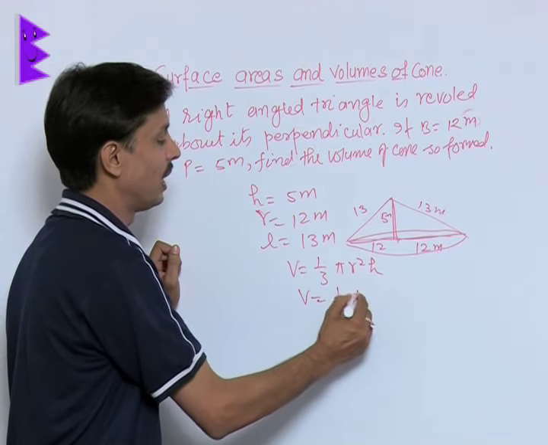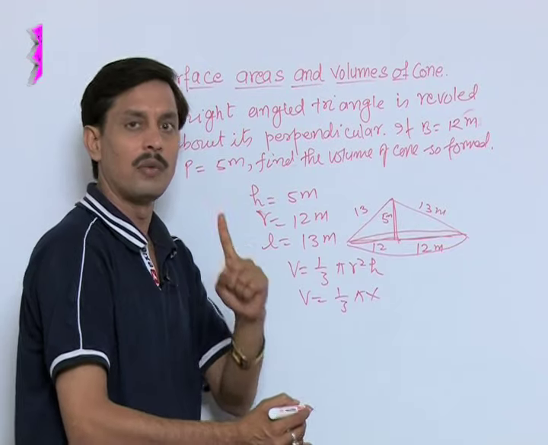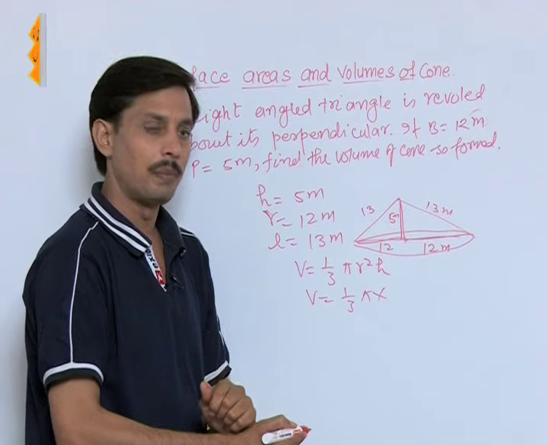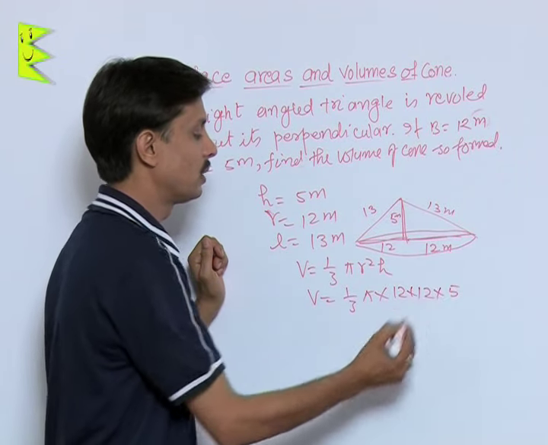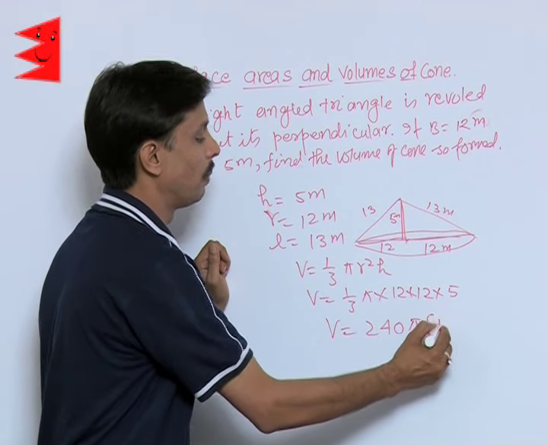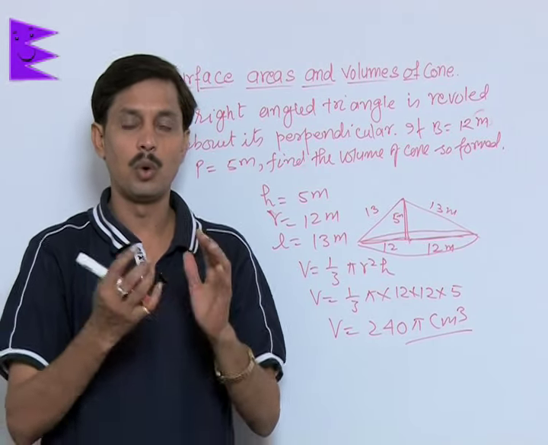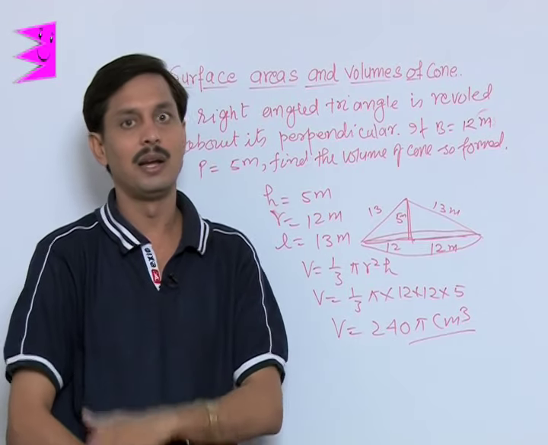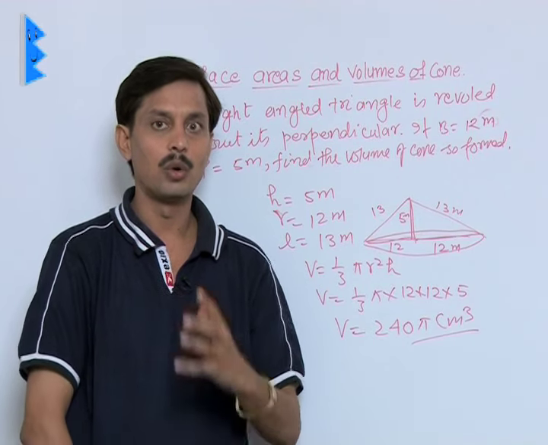Volume becomes 1 by 3 pi. You know it is revolved about the perpendicular which is 5 meter high. So 5 meter will be height, 12 meter will be the radius. So 12 into 12 into height is 5. If you simplify, you will get 240 pi centimeter cube is the volume of the cone so formed by revolving the right angle triangle of the base 12 and perpendicular 5 about its perpendicular.